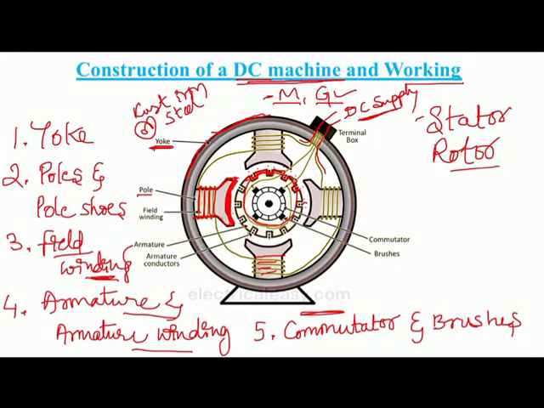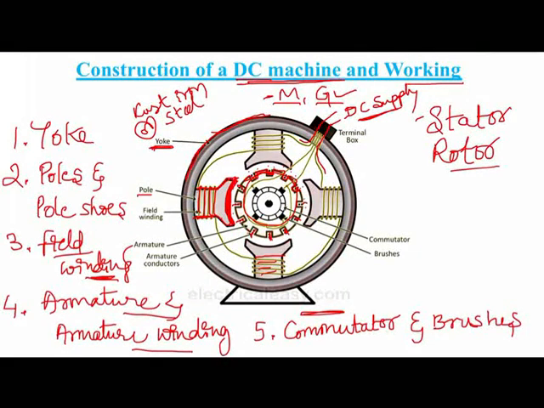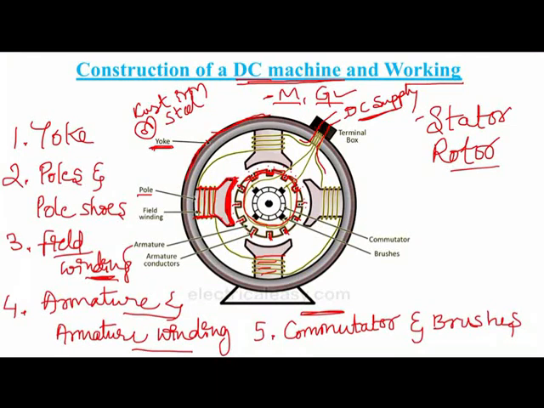So here we are placing our windings. This is the armature winding. The armature is the place where we place the conductors, and the conductors placed in the slots of the armature are called the armature winding. Next come the commutator and the brushes.